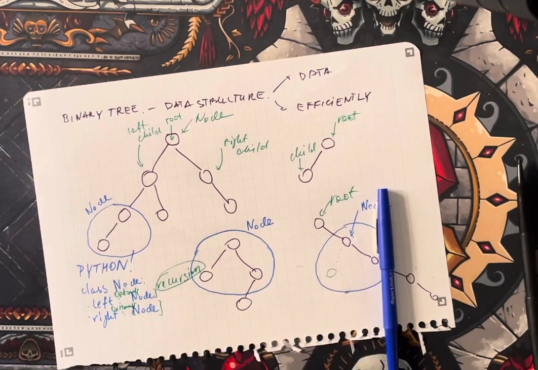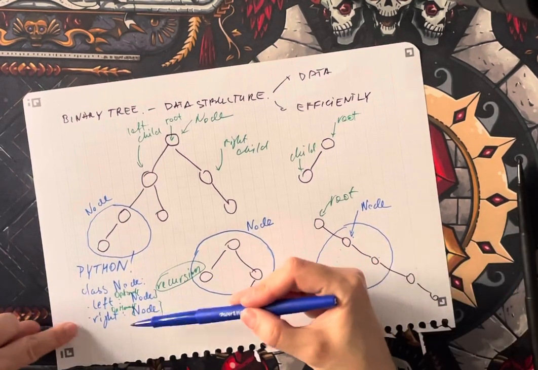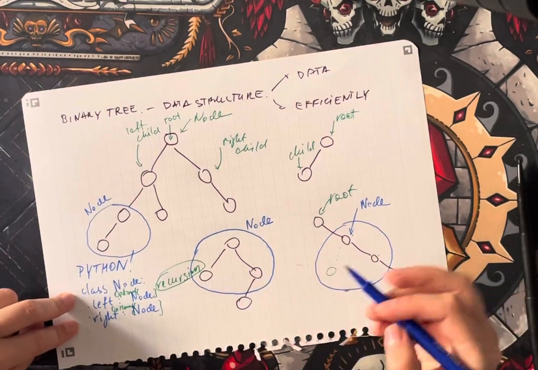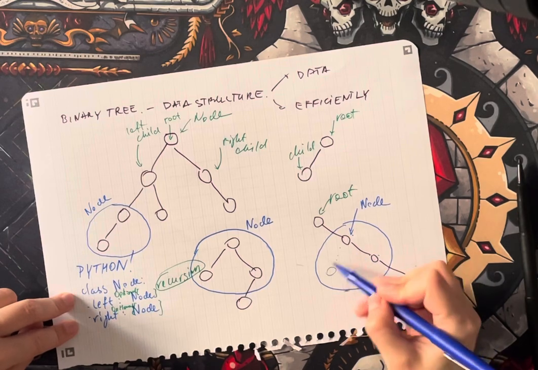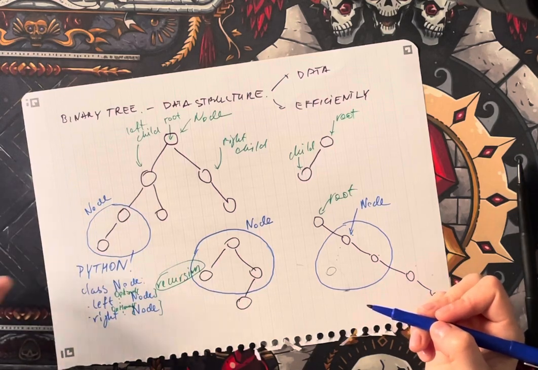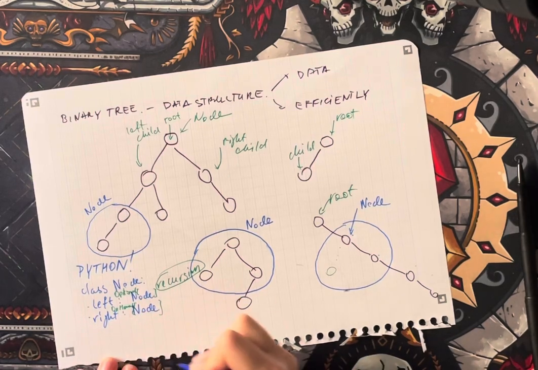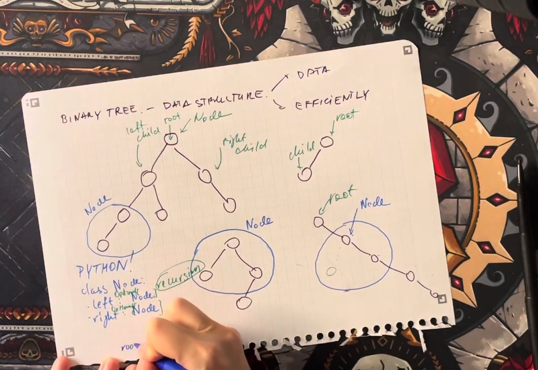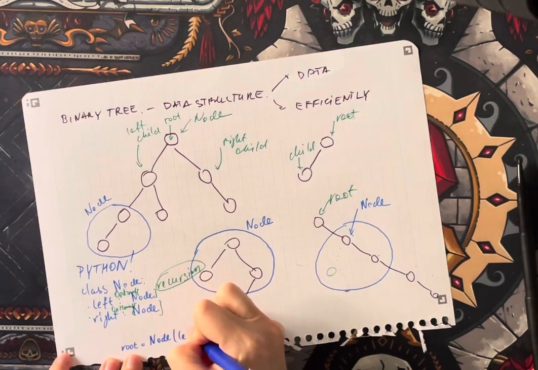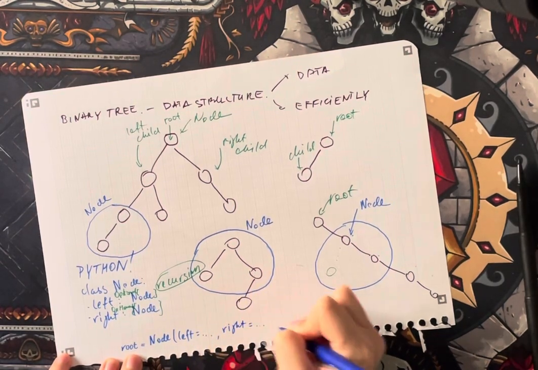So basically, every time we have nodes, left and right can be either None, which means that the child is missing, like here. This is None, or it can be another node with some children of its own. So when we initialize an object of this class, we can write something like root is equal to Node, where left is something and right is something.